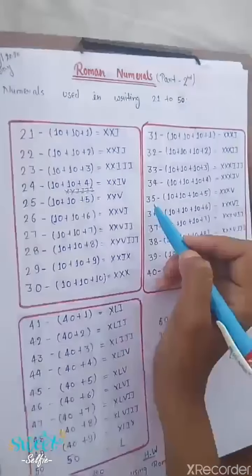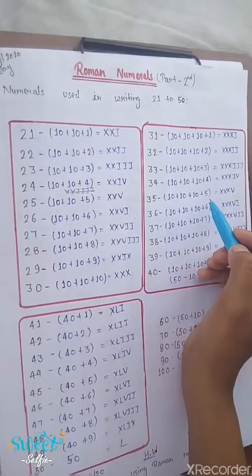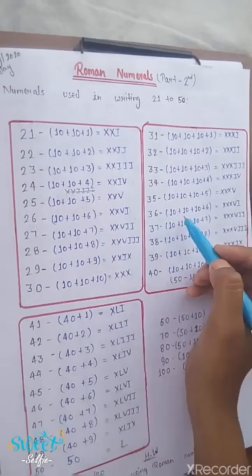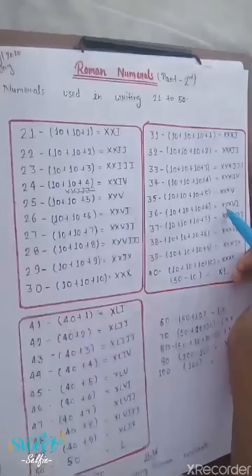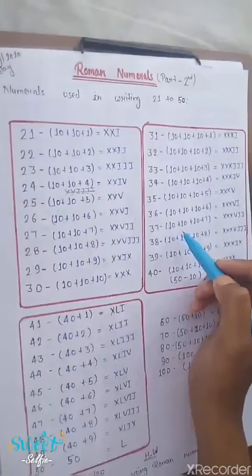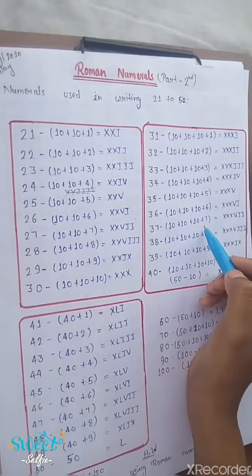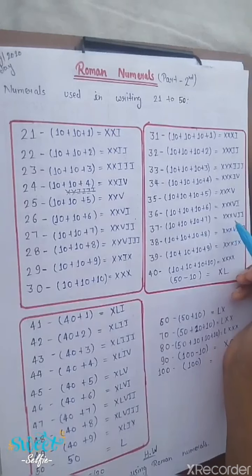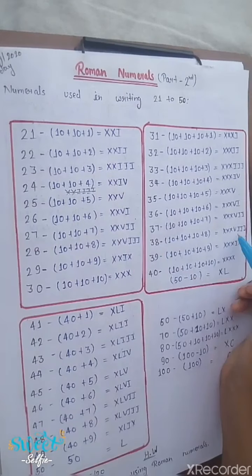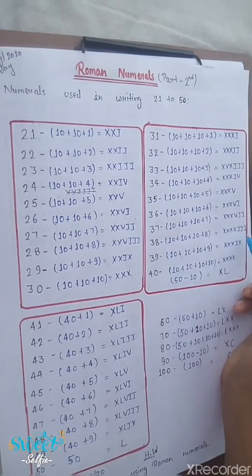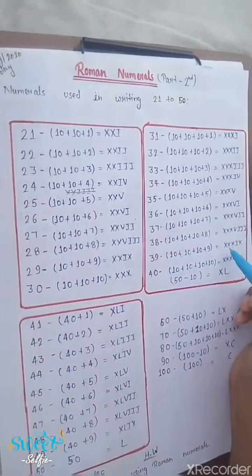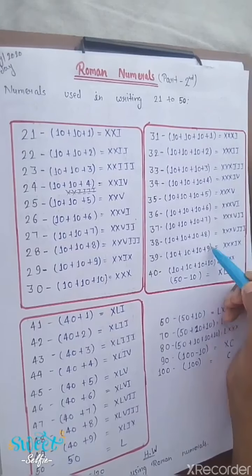Next 35, 10 plus 10 plus 10 plus 5: XXX and V. 36, 10 plus 10 plus 10 plus 6, so XXXVI. 37, 10 plus 10 plus 10 plus 7, so we write XXXVII. And 38, XXXVIII. For 39, 10 plus 10 plus 10 plus 9, so we write XXX and for 9, IX.